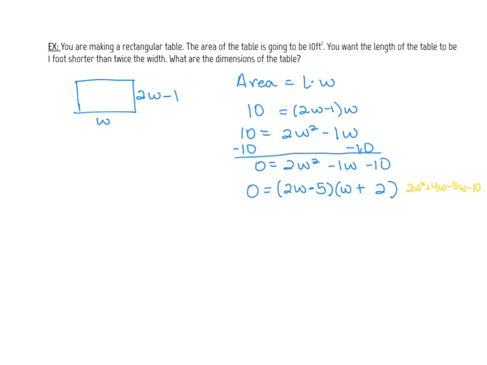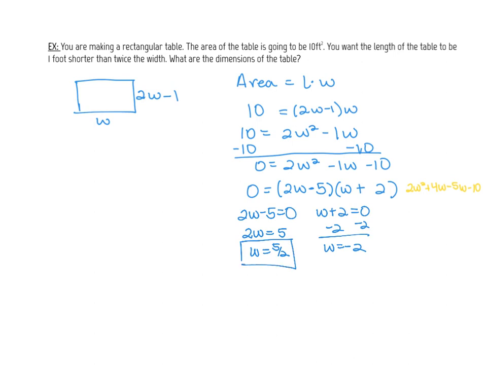And now I'm on my third step, so I've factored completely, and now I'm going to use the zero product property. So 2w minus 5 equals 0, and w plus 2 equals 0, which means 2w equals 5, and here w equals 5 halves. And subtracting 2 here, we get w equals negative 2. Well, we're talking about dimensions of a table, and there's no way the width could be negative 2. You can't have a dimension of negative 2. So we know the width is 5 halves, or 2.5.